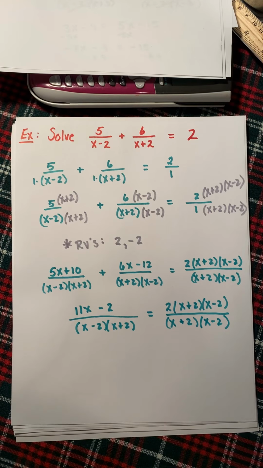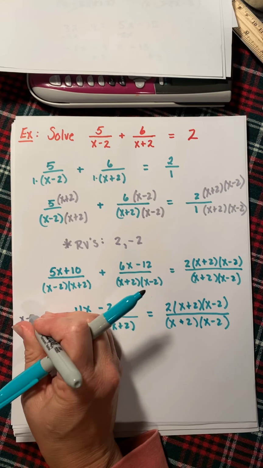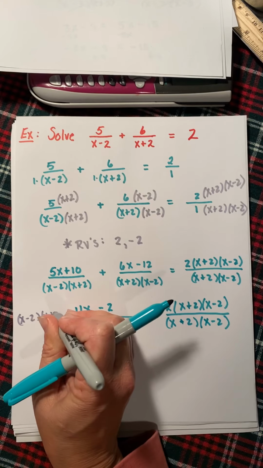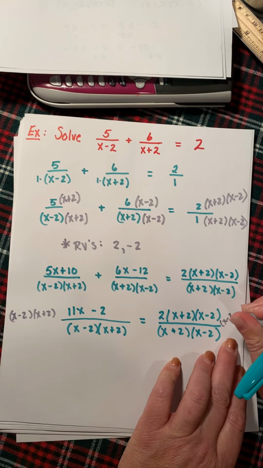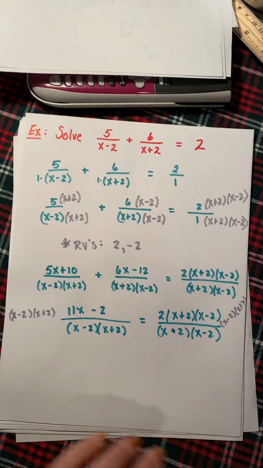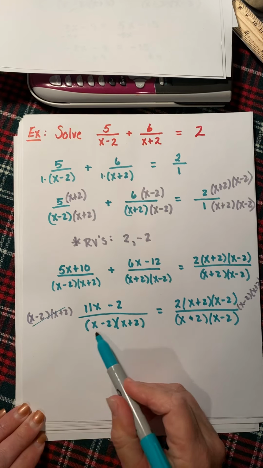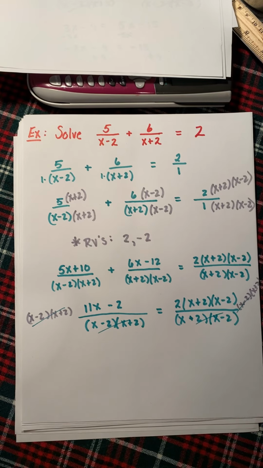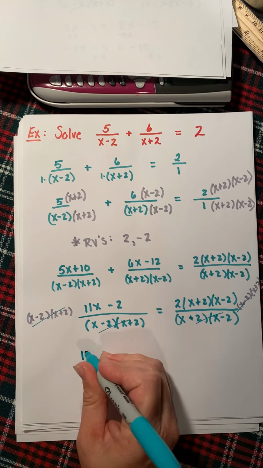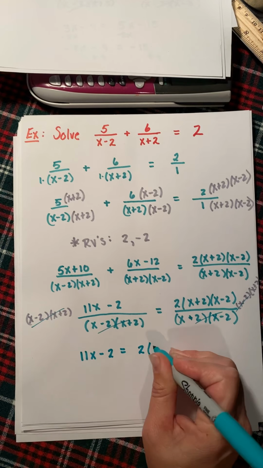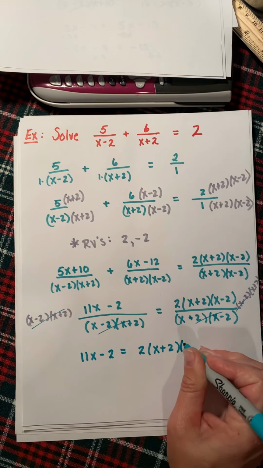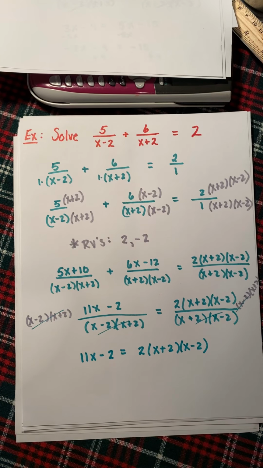So now let's eliminate that common denominator by multiplying both sides by that common denominator. Yikes, I'm going to run out of room here, but I'll squish it in. x minus 2, x plus 2. All right, and then the whole point of multiplying by that common denominator is just to completely eliminate it. So we bring this down to the equation 11x minus 2 equals 2 times x plus 2 times x minus 2. All right, you might look at that and be like, what do I do with this? All right, don't forget chapter 8.